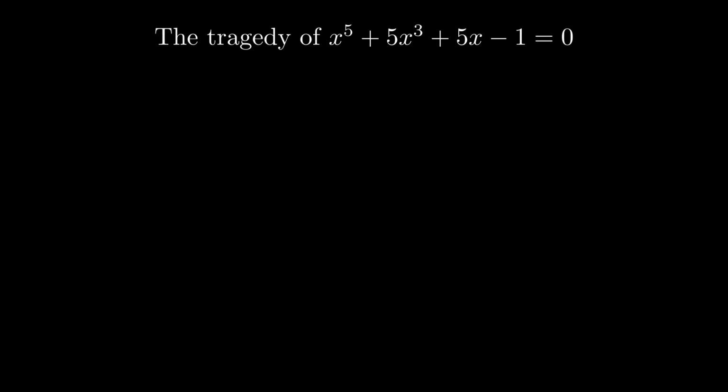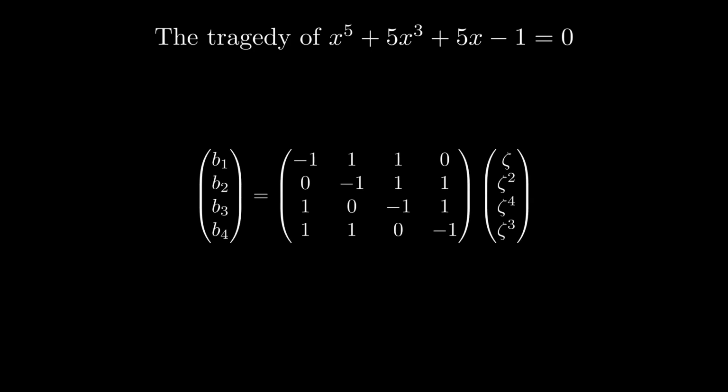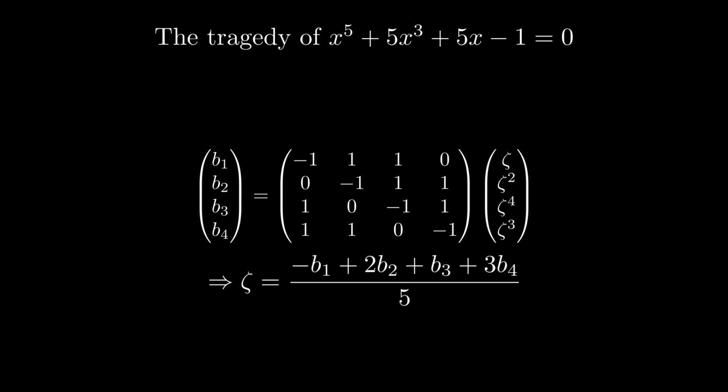Solving them in the same way, we find b1 equals zeta to the 4th plus zeta squared minus zeta, and inverting the matrix gives zeta equals negative b1 plus 2b2 plus b3 plus 3b4 all over 5. A little more complex of an equation, but nothing too bad yet.